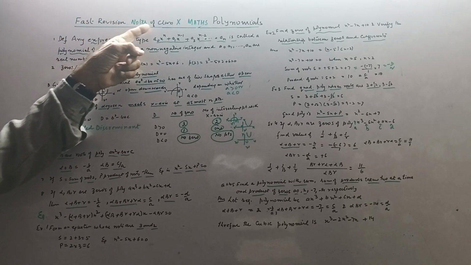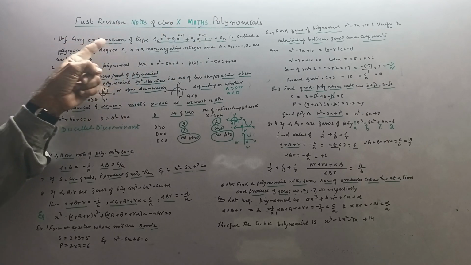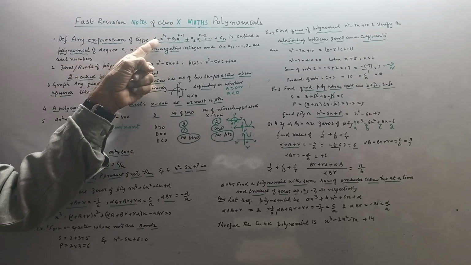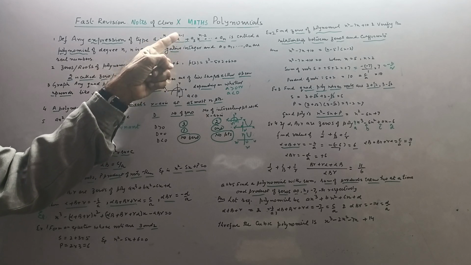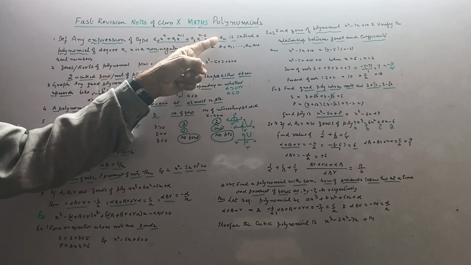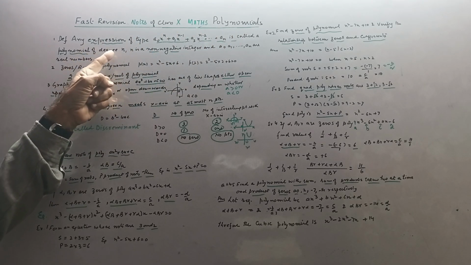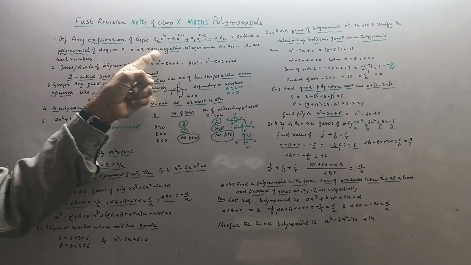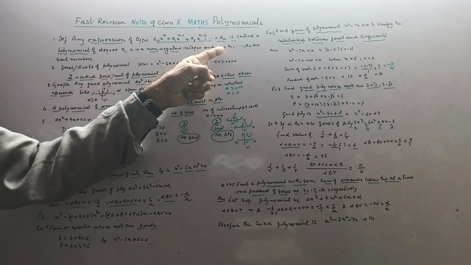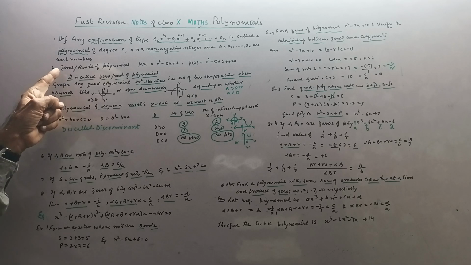First revision notes of class 10th maths polynomials. Definition: any expression of type a0 x to the power n plus a1 x to the power n minus 1 plus a2 x to the power n minus 2 plus up to an is called a polynomial of degree n if n is a non-negative integer and a0, a1 up to an are real numbers.